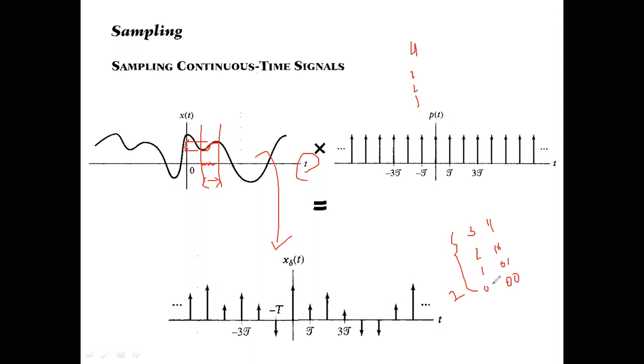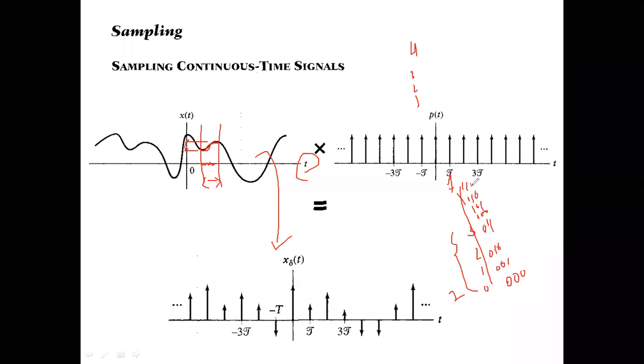If there are 8 amplitude levels, say from 0 all the way to 7, then I can go for 3 bits: 0 0 0, 0 0 1, 0 1 0, 0 1 1, 1 0 0, 1 0 1, 1 1 0 and 1 1 1, right? So I can use 3 bits.